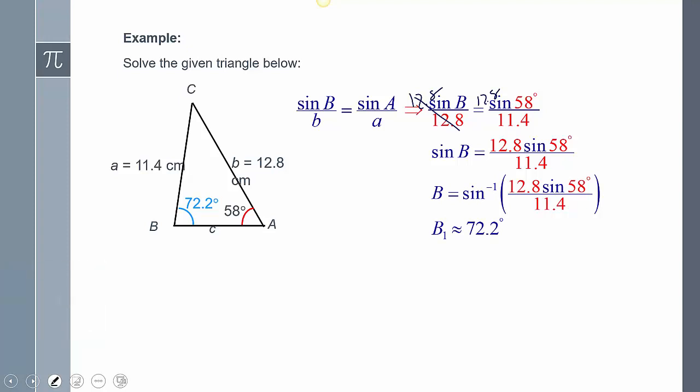We need to remember the first angle that we find. This is going to be very important. You're going to see why in a second. So we're just going to hold on to that.